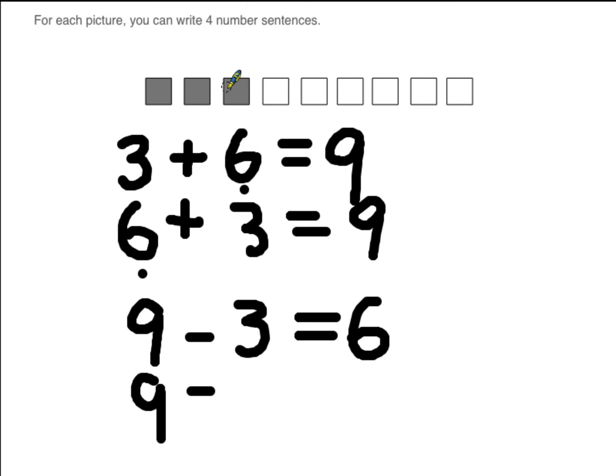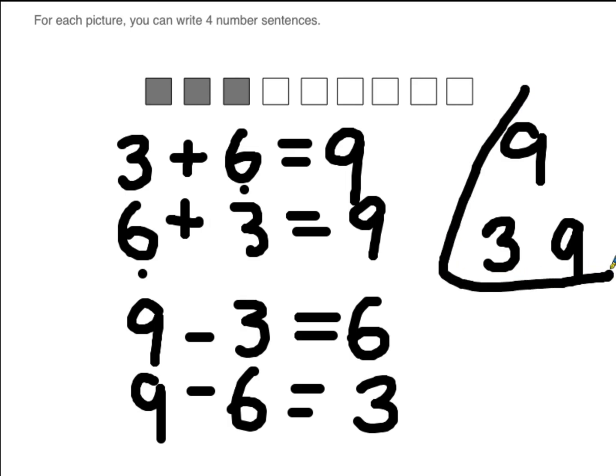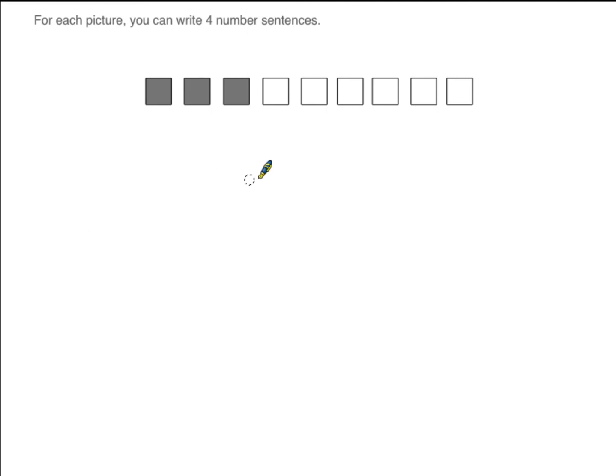Instead of taking away the gray ones, you can take away the white ones. That was 6 equals 3. This is your number family. No, that's not, Miss J. This is your number family.